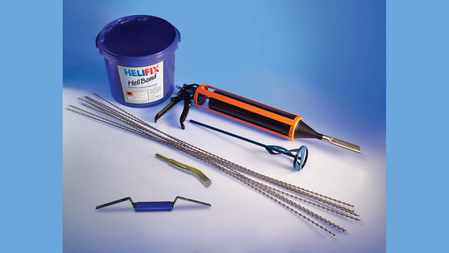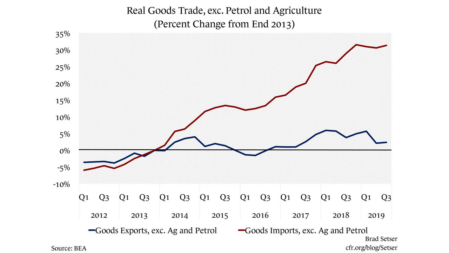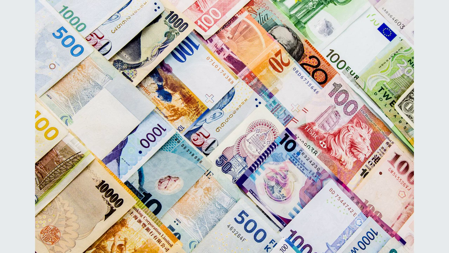However, cracks in the system began to appear in the 1960s. The United States, facing mounting trade deficits and increasing inflation, found it difficult to maintain the fixed exchange rate of the dollar. Other countries started to question the credibility of the system, as the U.S. struggled to uphold its commitment to convert dollars into gold at the fixed rate.